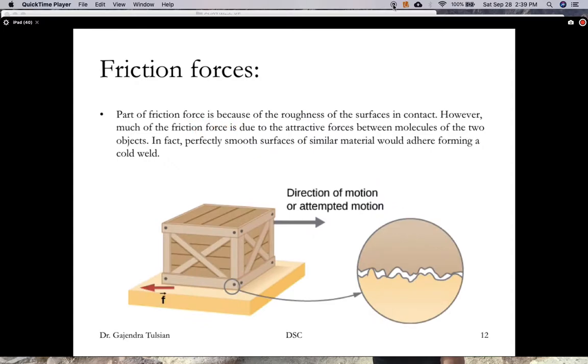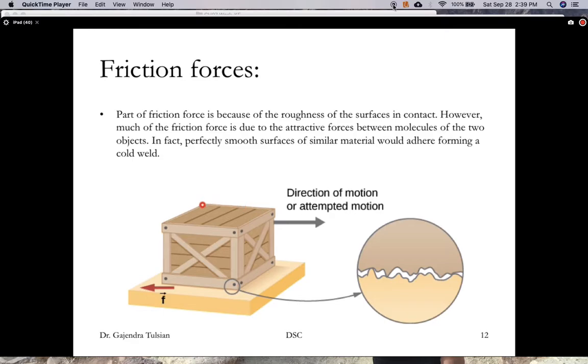Part of the friction force is because the surfaces are in contact. Much of this is due to the attractive forces between the molecules of the two objects, the attractive forces of these molecules that are quote unquote touching each other. So in fact, perfectly smooth surfaces of similar material would adhere, forming a cold weld.